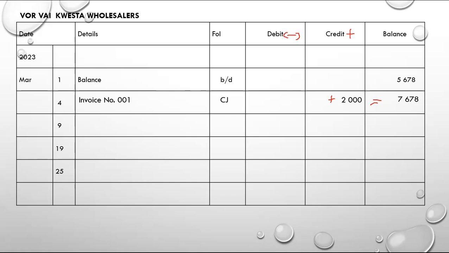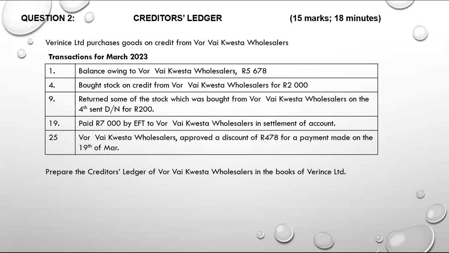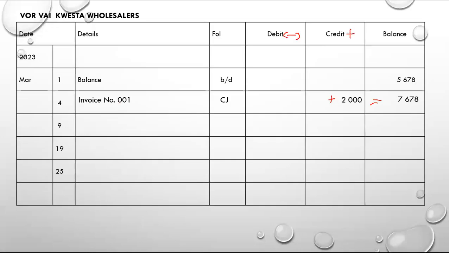What happened on the 9th? It says that we returned some of the stock which was bought from Volvi wholesalers. So we returned, and when we returned those goods, we sent a debit note for 200. Because the debit note is the only source document we've got here, and details, you can write invoice or debit note, but because here you were given a debit note, you will write debit note number 001. It comes from the creditors allowances journal.